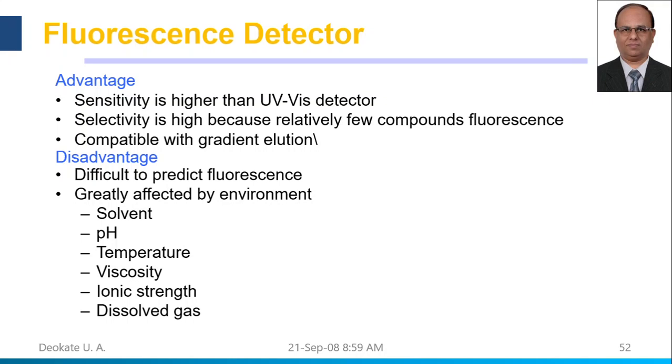It is also greatly affected by the environment. We have studied the term quenching, that is, a decrease in fluorescence. Various factors like solvent, pH, temperature, viscosity, ionic strength, and dissolved gases will cause a decrease in fluorescence. So the same effect will be there if you have these parameters with your sample.